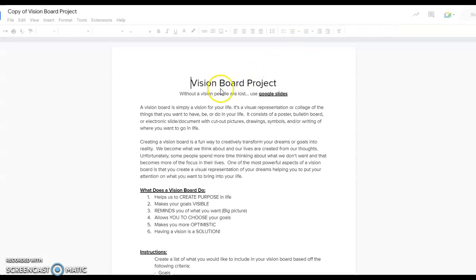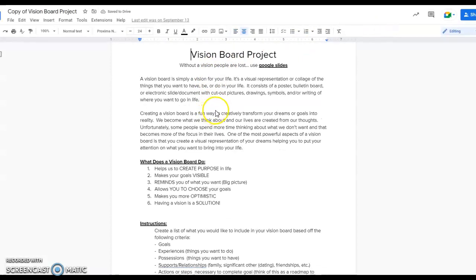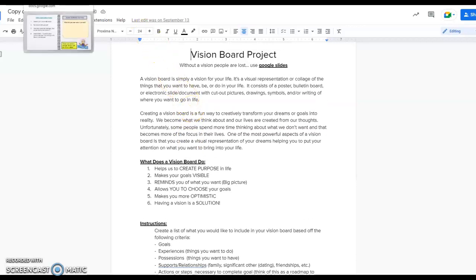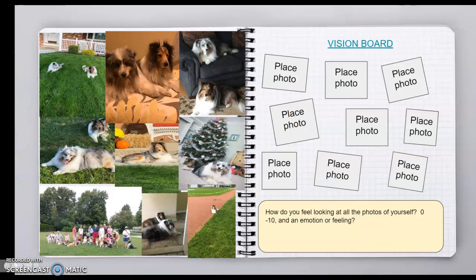Then up here, if you click on it, the vision board really tells you what it is and why we do a vision board and how it gives us a sense of purpose and helps us pursue our goals and not get off course in our lives. Our vision board can keep us balanced and keep us focused on our goals. So the vision board is just a nice way to have a reminder of what we're doing.